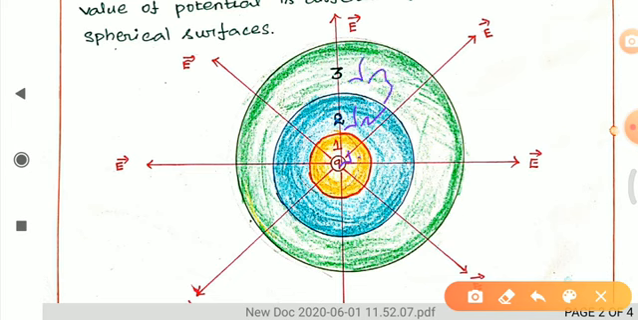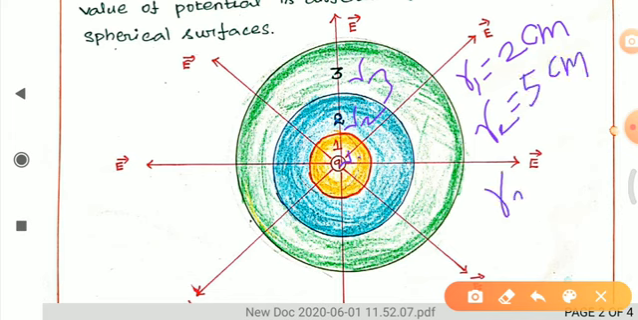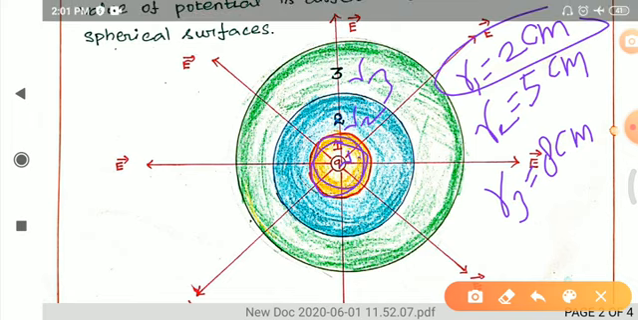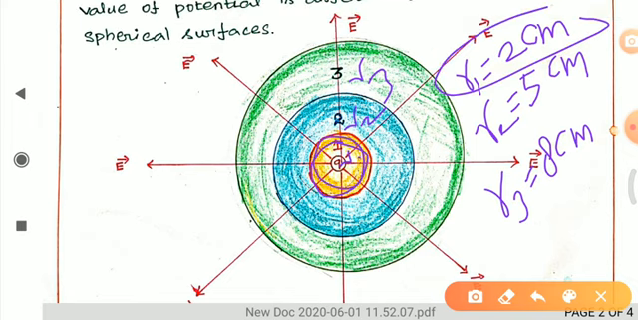So here there is no change in the charge value, there is no change in the k value, only the distance is differed. Okay, for example, we assume that r1 is equal to 2 centimeter, r2 is equal to 5 centimeter, then r3 is equal to 8 centimeter. Now if we consider surface 1, they will have the same potential because the distance will be same. So what will be the potential for the first surface?